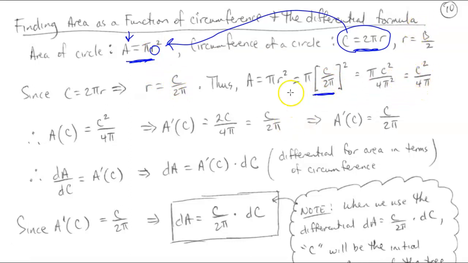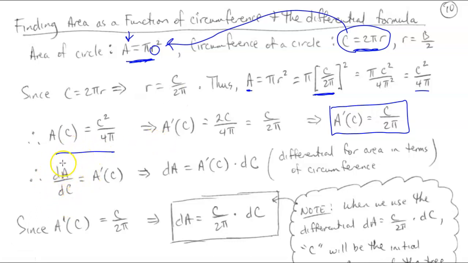So once we do that, we see that area in terms of circumference is just going to be circumference squared divided by 4 pi. So that means area as a function of circumference is c squared divided by 4 pi. And if I take the derivative of this function, with 4 pi being a constant and c being the independent variable, then I just get 2c divided by 4 pi, which is just circumference divided by 2 pi. So now I know what a prime of c is going to be, or the derivative of area with respect to circumference.